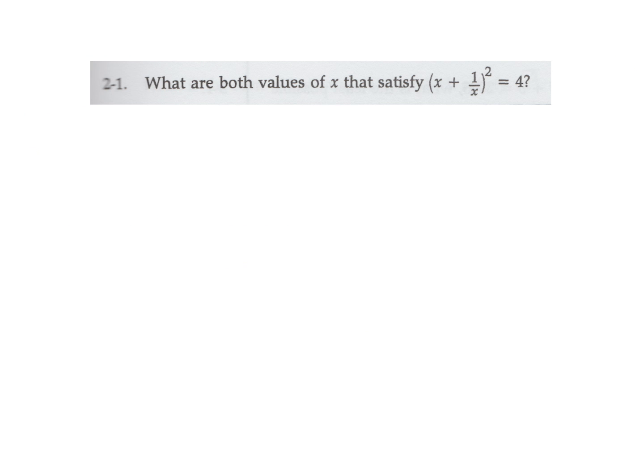What are both values of x that satisfy (x + 1)/x squared is 4? Well, the first thing I'm going to do is take the square root of both sides, and that would give me plus or minus 2. And then I've got two separate equations, so I'll do them one at a time. The first one is 2, and the next one is minus 2.